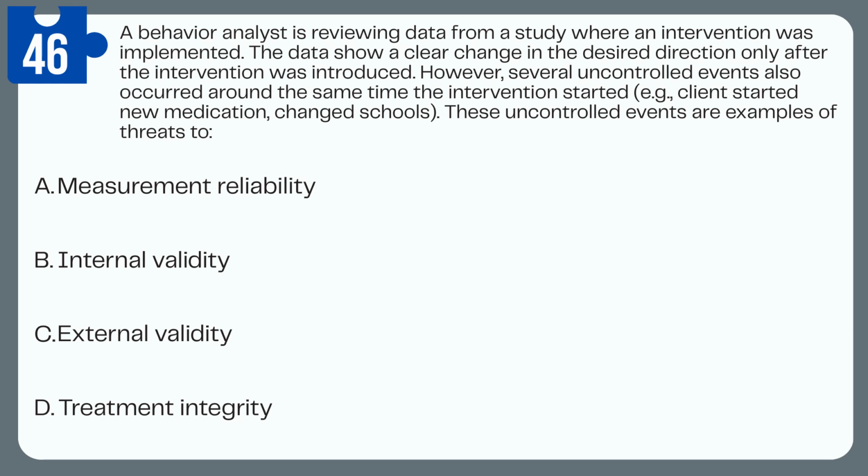Question 46. A behavior analyst is reviewing data from a study where an intervention was implemented. The data show a clear change in the desired direction only after the intervention was introduced. However, several uncontrolled events also occurred around the same time the intervention started, example, client started new medication, changed schools. These uncontrolled events are examples of threats to A, measurement reliability. B, internal validity. C, external validity. D, treatment integrity.